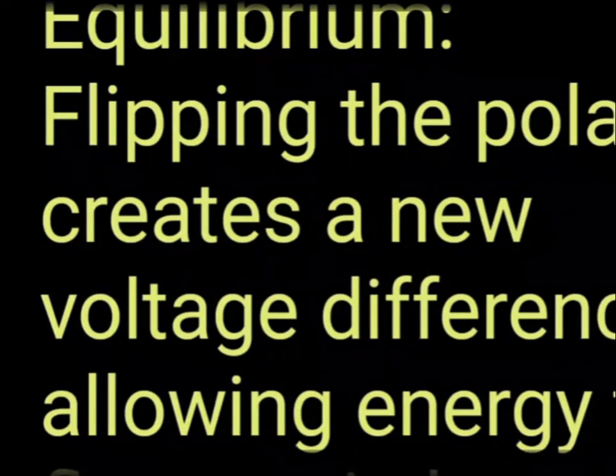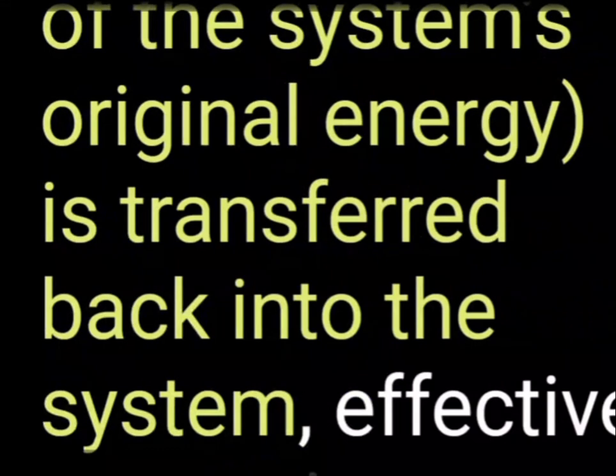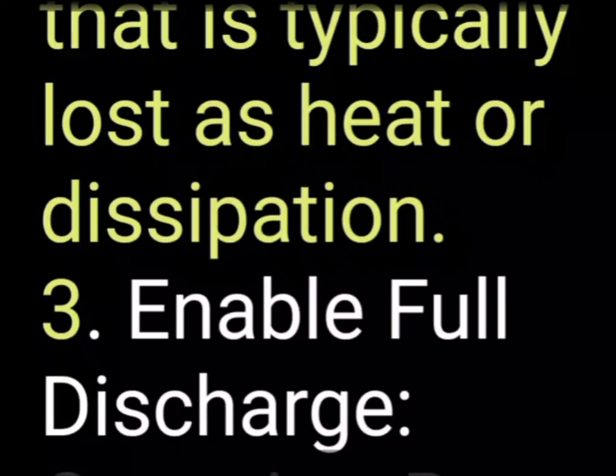2. Reclaim lost energy. The full energy in capacitor B, which represents half of the system's original energy, is transferred back into the system, effectively recovering energy that is typically lost as heat or dissipation. 3. Enable full discharge. Capacitor B is discharged completely to 0 volts, which wouldn't normally happen in a traditional setup. This enables its full energy to be used.